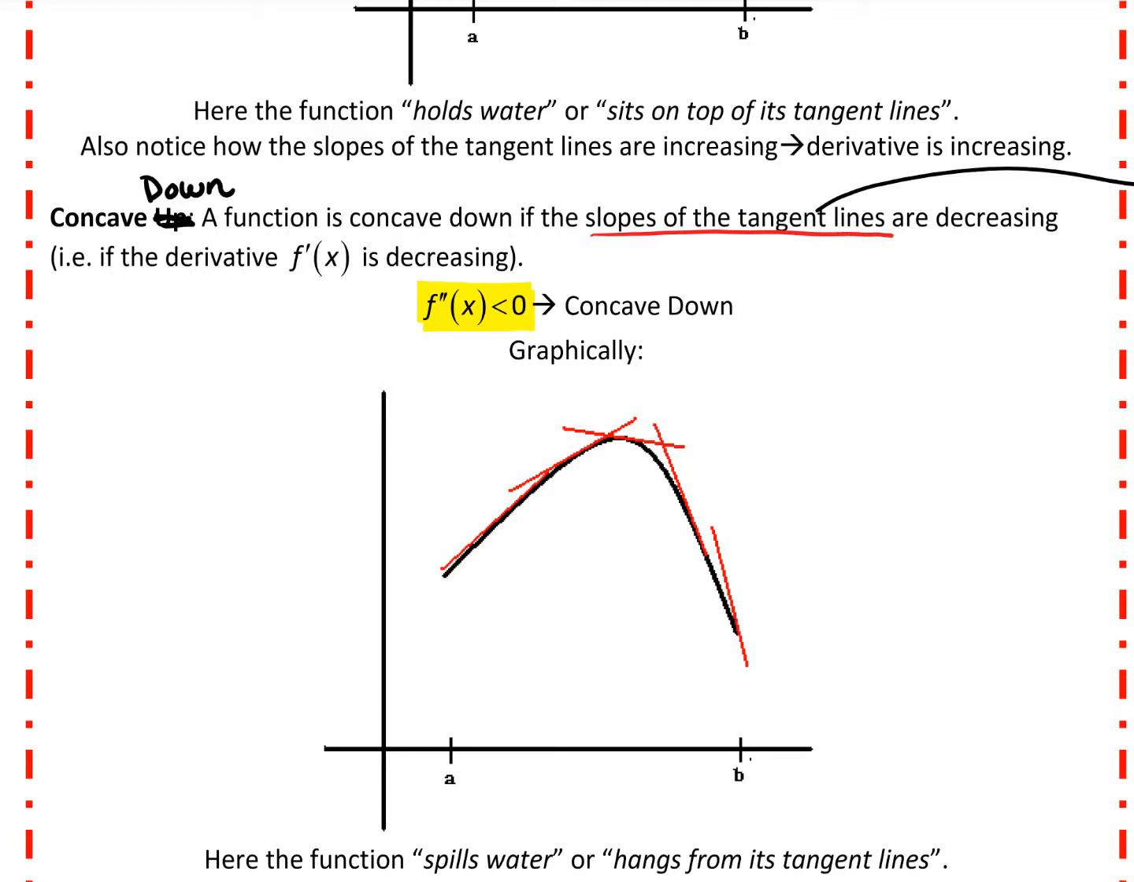Or if you were to draw on the tangent lines and the curve is just hanging from its tangent lines, that would mean that it's a concave down curve. So those are some visuals there. Okay, so that's what it means to be concave down.